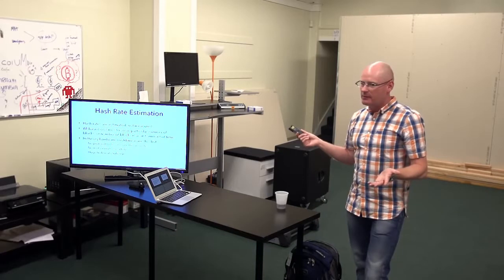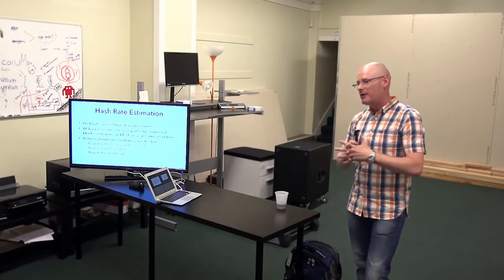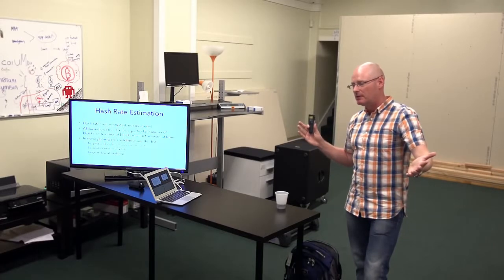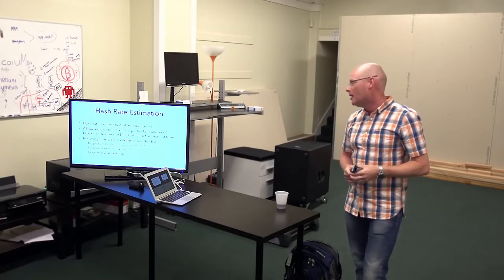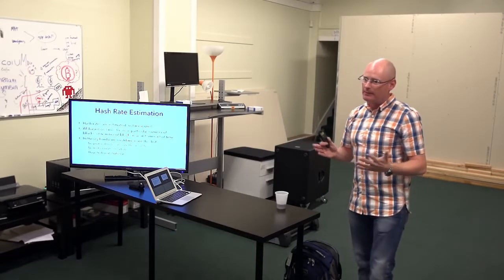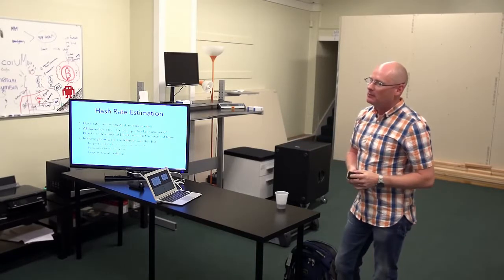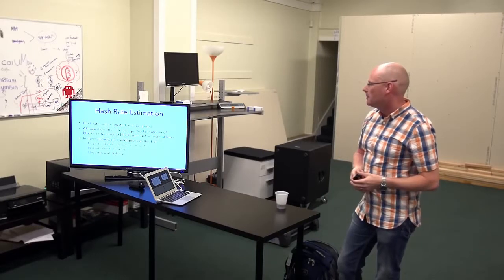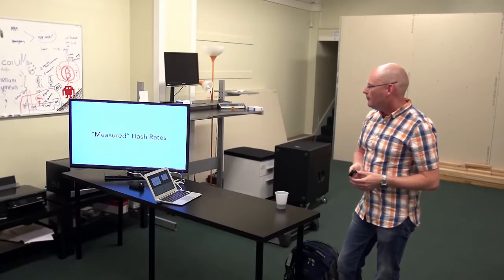Essentially, the statistics come from one of two forms. They're either a measurement of a certain number of hashes and how long they take to complete, a certain number of blocks being found, or you take a fixed amount of time and say how many blocks were found in that fixed amount of time. It's a pretty crude measurement. In fact, it's a very crude measurement. So, measured hash rates.